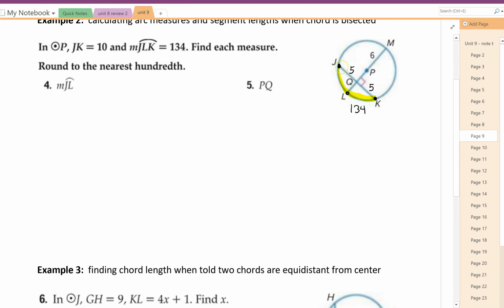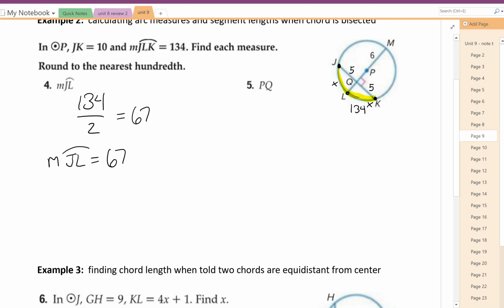To find JL, what's happening here is basically this chord intercepts 134 total. If that chord is bisected, then that means that this minor arc is also bisected. In other words, this 134 will just be cut in half, right? So half of it's going to go over here, half of it's going to go over here. So 134 divided by 2 is going to be 67. So the measure of minor arc JL is 67.